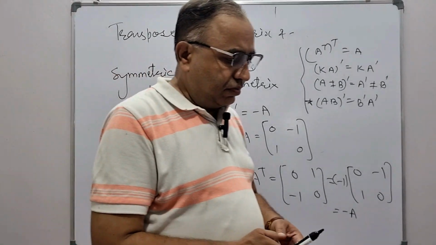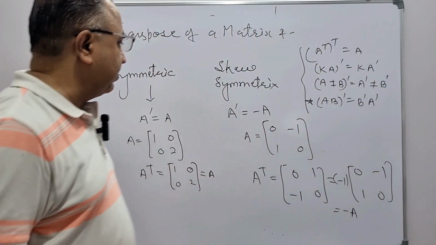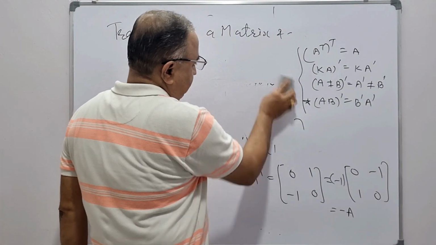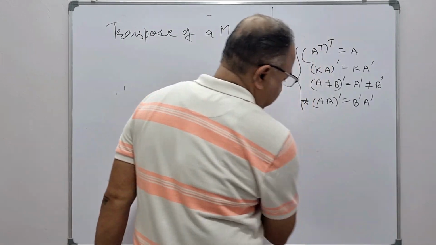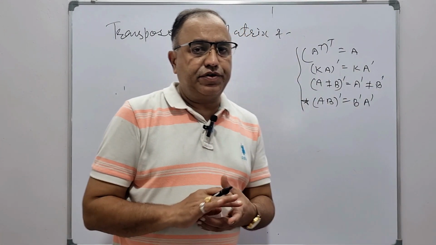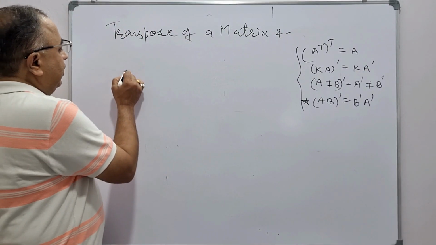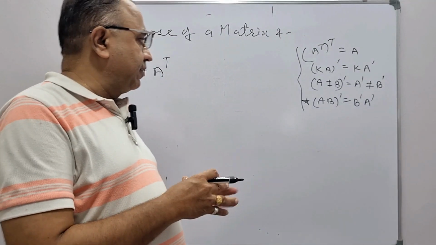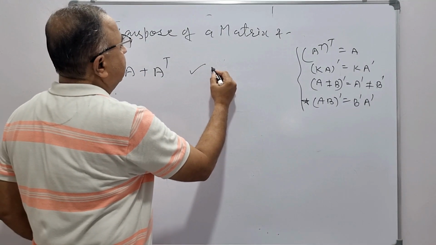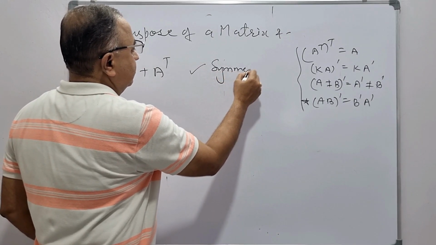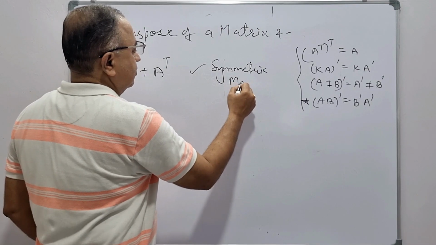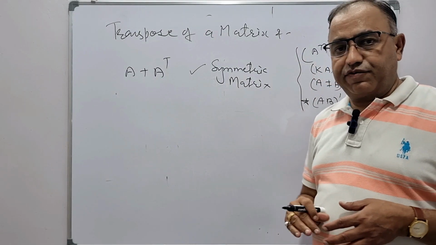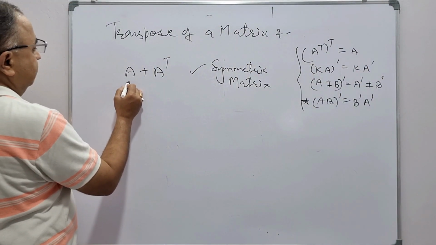Now we see some important results and conclusions based on these properties and types of matrices. These results are very important for you to understand. If you add a transpose of a matrix to the matrix itself, the result is always a symmetric matrix. That means, but it is possible only for a square matrix, whenever A is a square matrix.